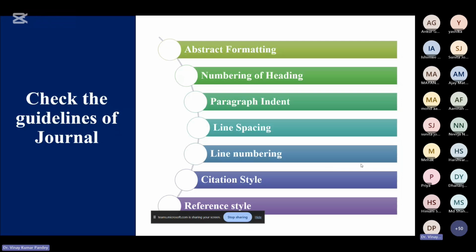Now, when you are ready with your paper and you have done all the homework, it's time for submission. Before submission, you need to follow and check the guidelines. What are the specificities mentioned on the website of a journal: abstract formatting, number of headings, paragraph indent, line spacing, line numbering, citation style, reference style. If you do not follow these basic things as per the journal guidelines, your paper will ultimately be rejected.